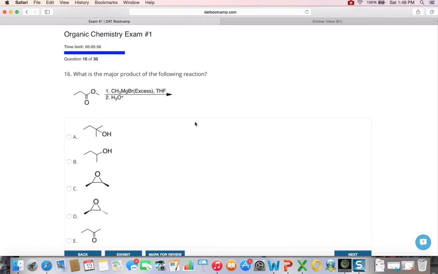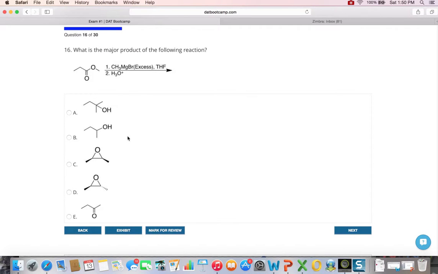This is a typical Grignard reaction where we react an ester with a very powerful carbon nucleophile. So the intermediate would be a ketone, which will react with another equivalent to give a tertiary alcohol. We see a tertiary alcohol in A, not in B, not in C, not in D, not in E. That's an easy choice. A is the best answer.